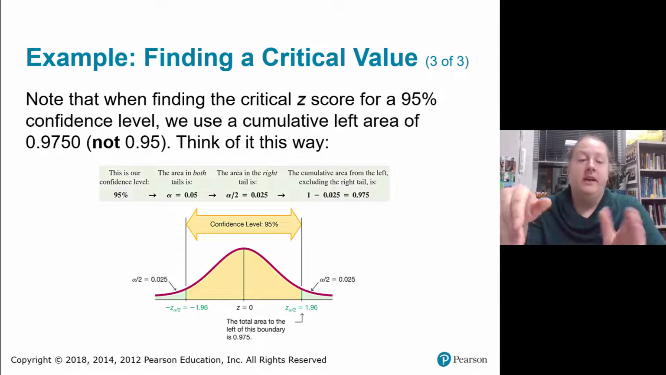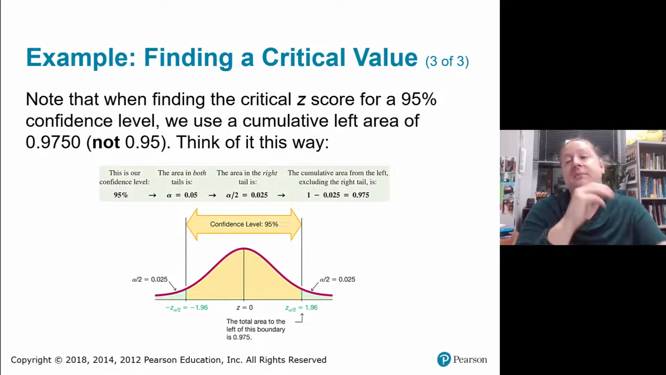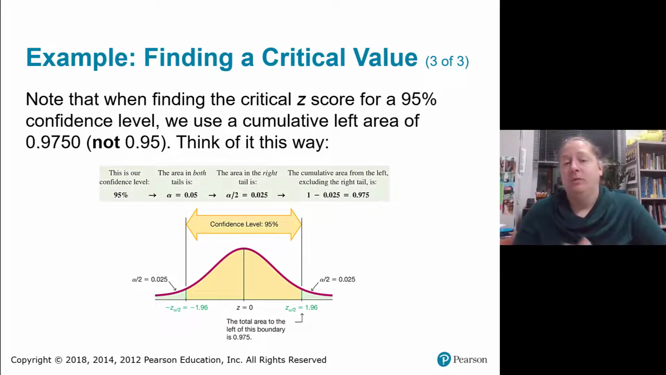Similarly, you can look for the area to the left of the negative z-value being 0.025 and find that value to be negative 1.96. These being the positive and negative versions of each other is no surprise because the standard normal distribution is symmetric about the mean of 0. So negative 1.96 and 1.96 will have the same areas out in the tails away from the mean.